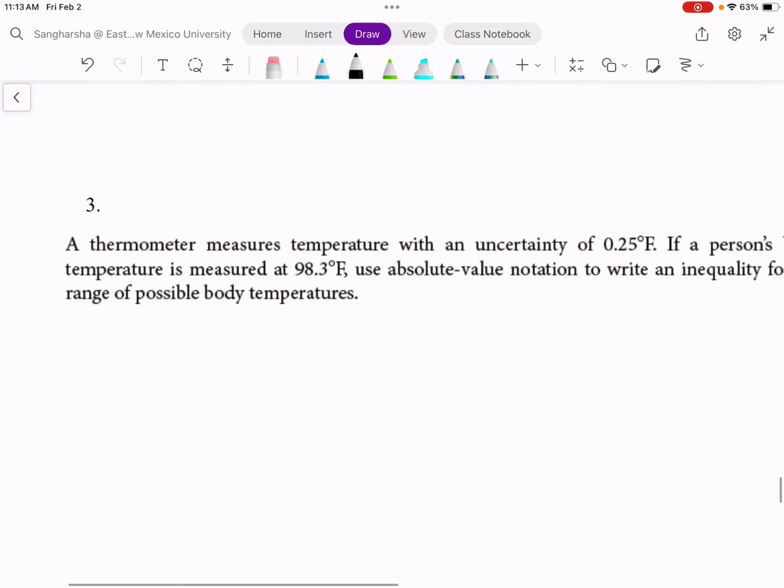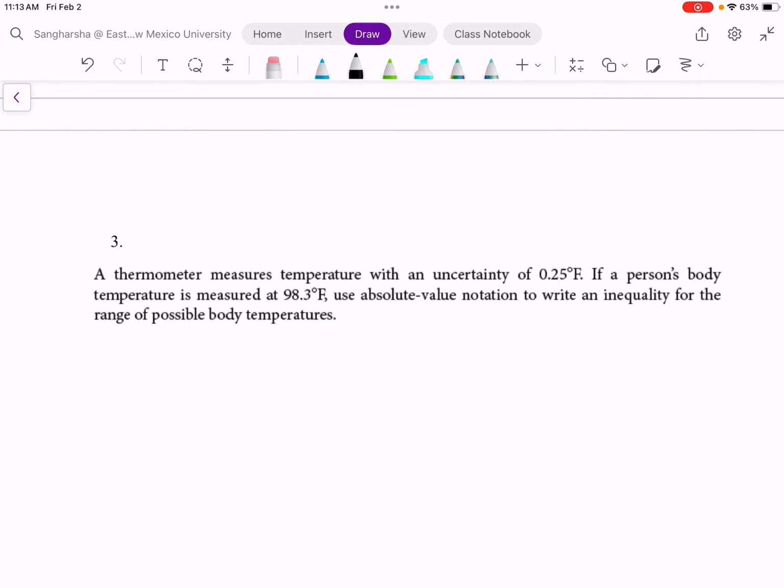So we have a thermometer that measures temperature with an uncertainty of 0.25 degree Fahrenheit. Okay, so this is the uncertainty. If a person's body temperature is measured at 98.3 degree Fahrenheit, use absolute value notation to write an inequality for the range of possible body temperature. So the thermometer's uncertainty is 0.25 degree Fahrenheit, and your body temperature is 98.3 degree Fahrenheit. So what is the range of body temperature that is given by this thermometer?